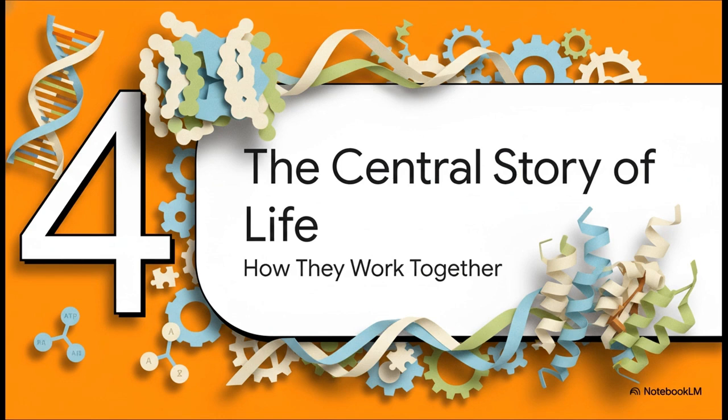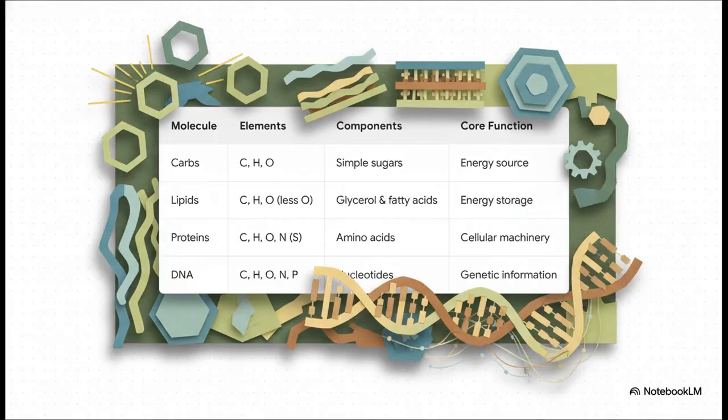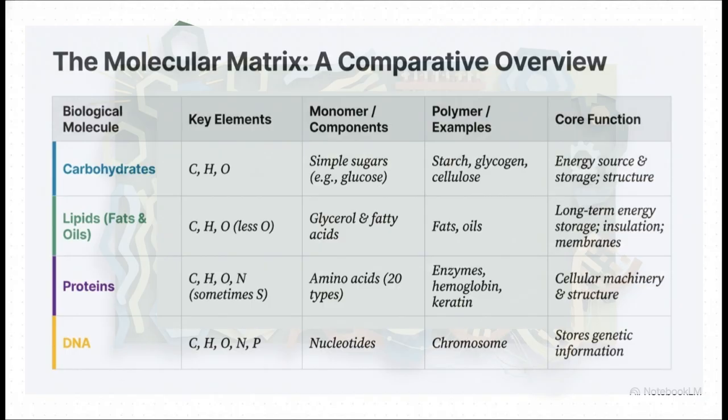Okay, so we've met the fuel, we've met the workforce, and we've met the master blueprint. Now for the grand finale. Let's pull it all together and see how these pillars work together to tell the central story of life. This table is a perfect way to pull it all together. You can see right there at the top, our carbohydrates, built from simple sugars, are all about quick energy. Right below, the lipids, made of glycerol and fatty acids, are for our long-term energy storage and membranes. Then you've got the proteins, our cellular machinery, built from those all-important amino acids. And holding it all together is the plan, the DNA, built from nucleotides, which carries all of our genetic information.